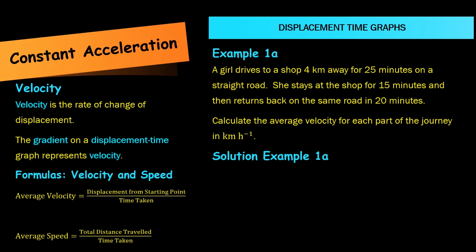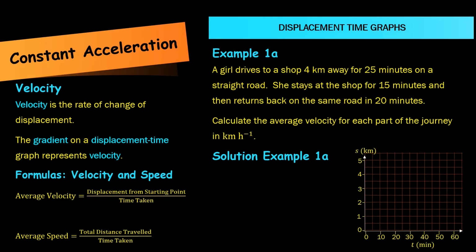Let's now solve this. Let's first begin by sketching a graph to help us see what's going on. We have time on the x-axis and distance or displacement on the y-axis. In the first part of her journey, she drives to a shop 4 kilometers away in 25 minutes. And so here's the first part of her journey indicated by a straight line on the graph.